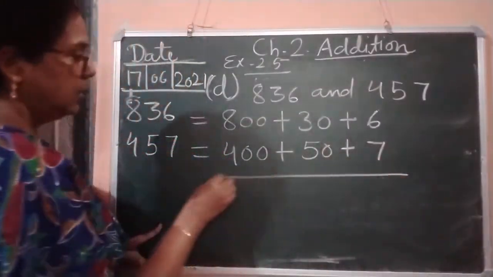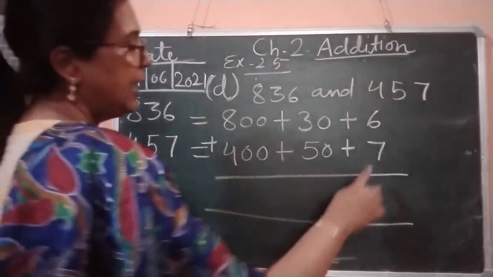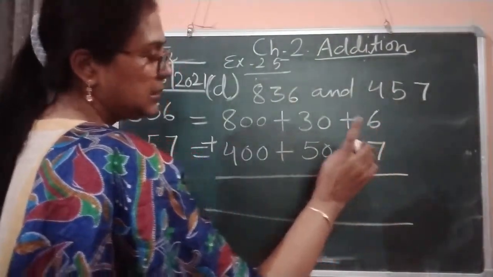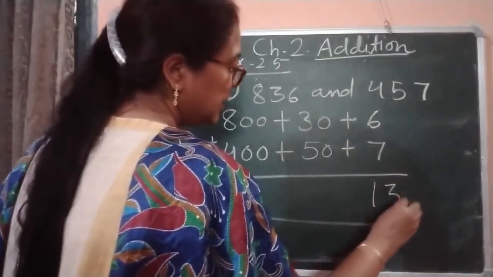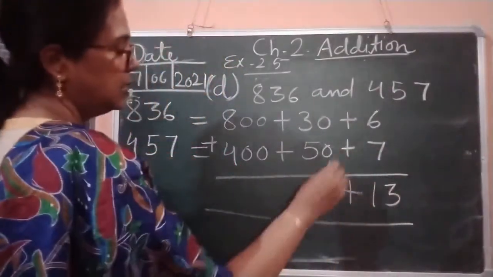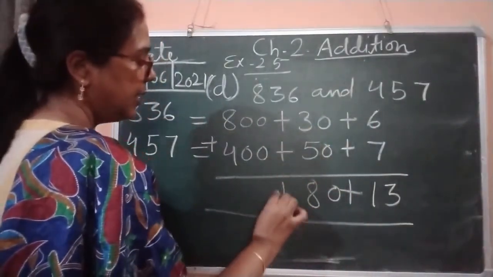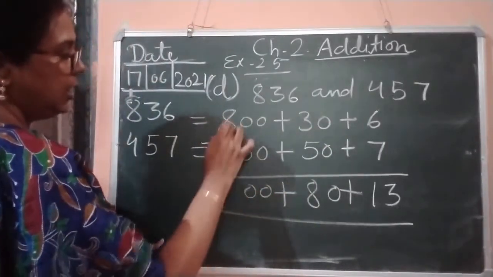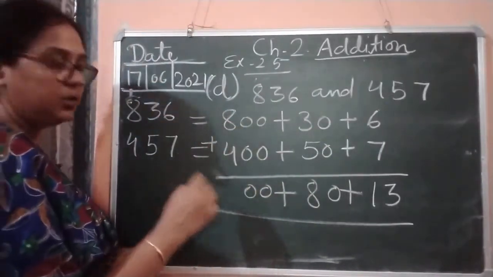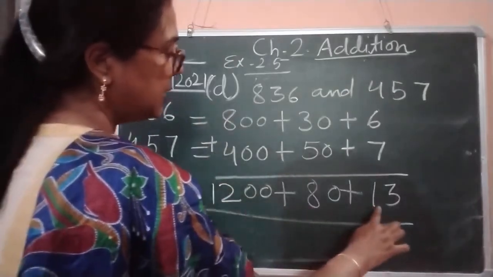Okay, so let's count. Let's add 6 and 6 is 12 plus 1 is 13. So the answer is 13 plus 80 plus 1200. So here we are getting 1200 plus 80 plus 13.